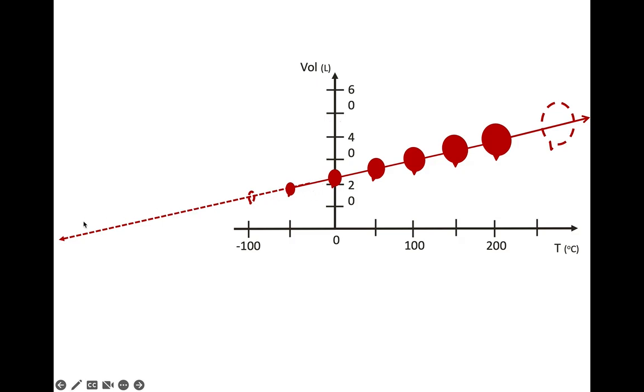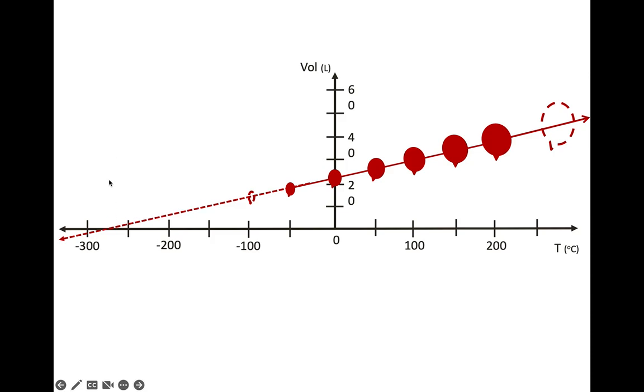I can also extrapolate it in the other direction and say, well, you know what? At negative 100, the balloon should be this big. It should have this volume. Okay. And that just means that you need to extend your scale even further out to the left.